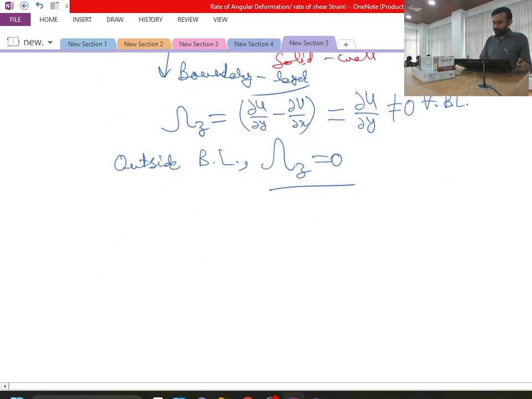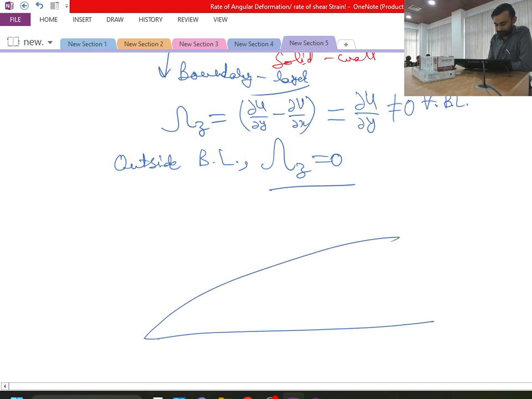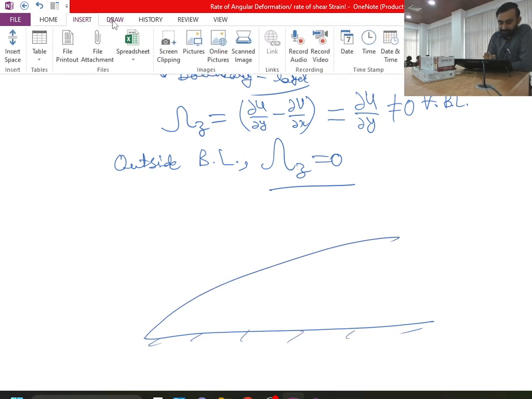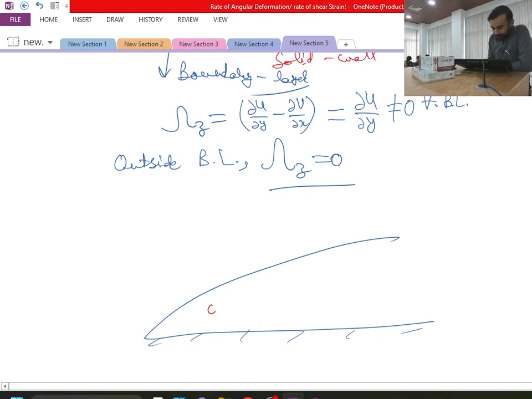What is the physical implication of this? Can you tell me the physical implication of rotational and irrotational flow? The physical implication is that if I consider a fluid particle over here, marked just to show its location, then in this portion, whatever fluid particle I have will always keep its orientation the same. It will not rotate. It will always keep its orientation fixed in the irrotational flow.